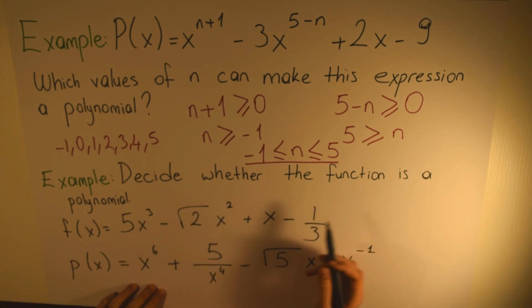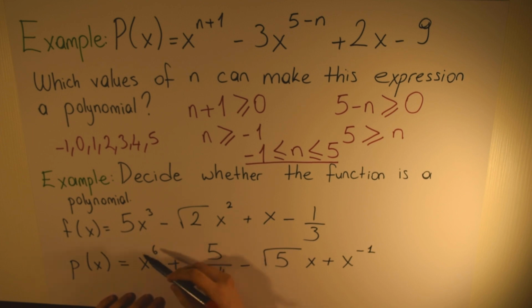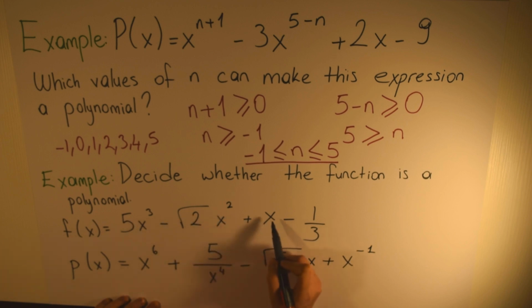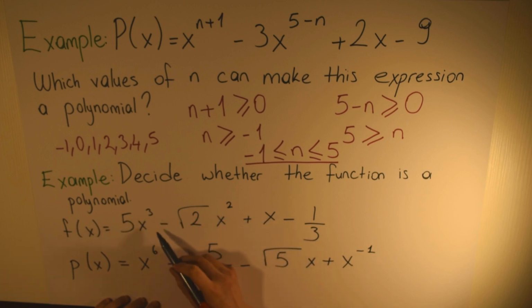Decide whether the function is a polynomial. Okay, let's look at these functions. First one. First of all, you have to look at the exponents, okay? You have to look at them and see if they are greater than or equal to 0. Okay, let's look at these exponents.